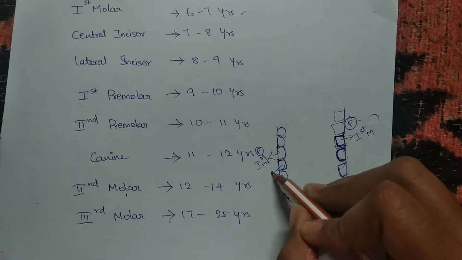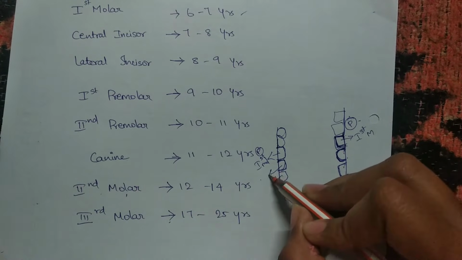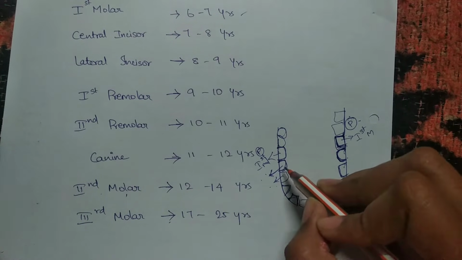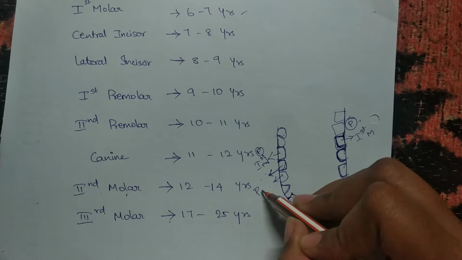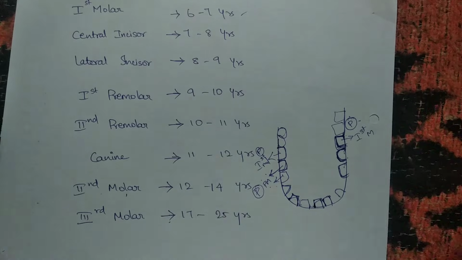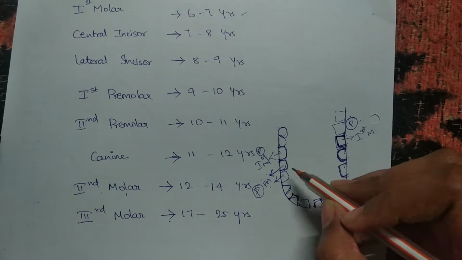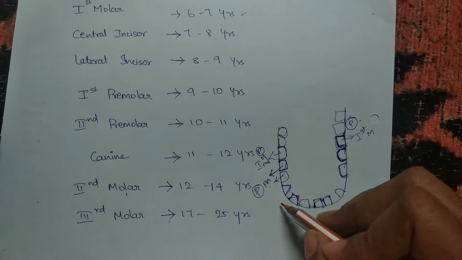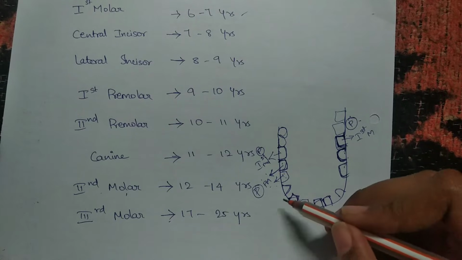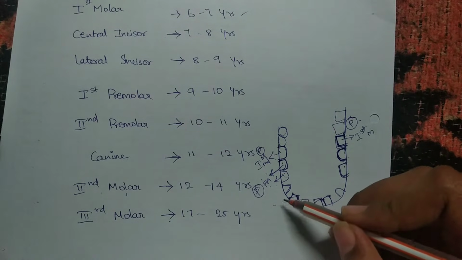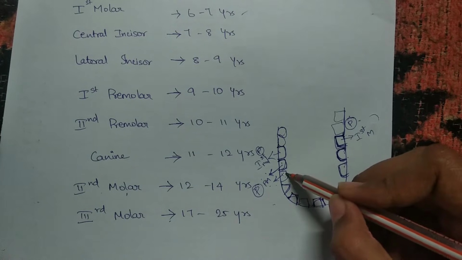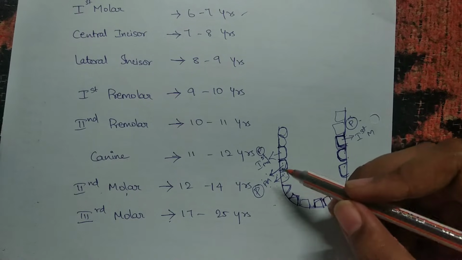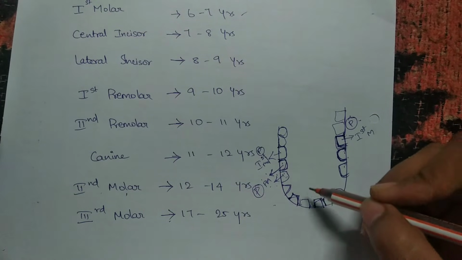So what happens to these temporary molars? These temporary first and second molars will fall off, and at that place permanent premolars will arise. There will be 2 premolars arising at the place of the temporary molars. The temporary canine falls off, and the permanent canine will arise at the same place.